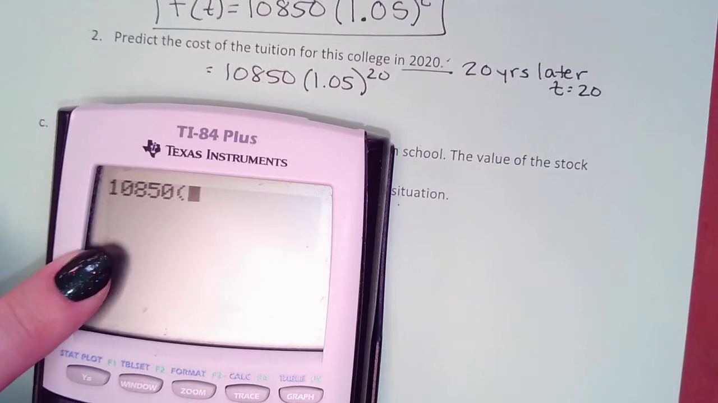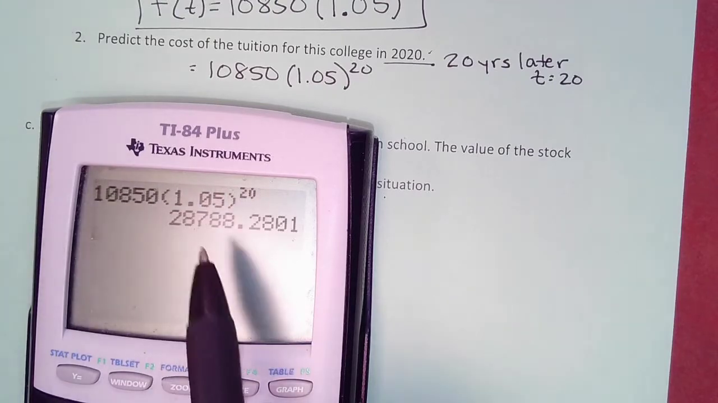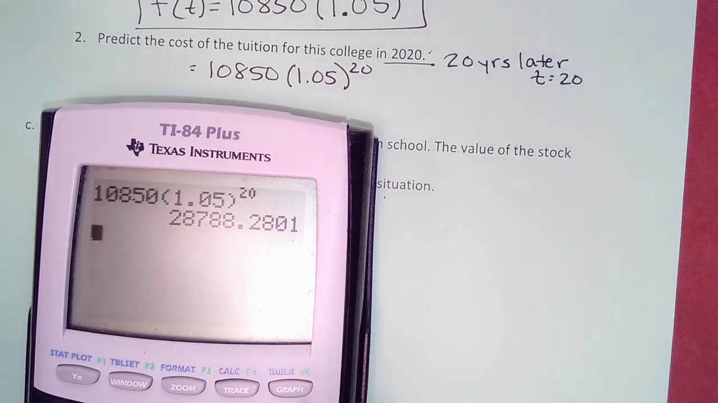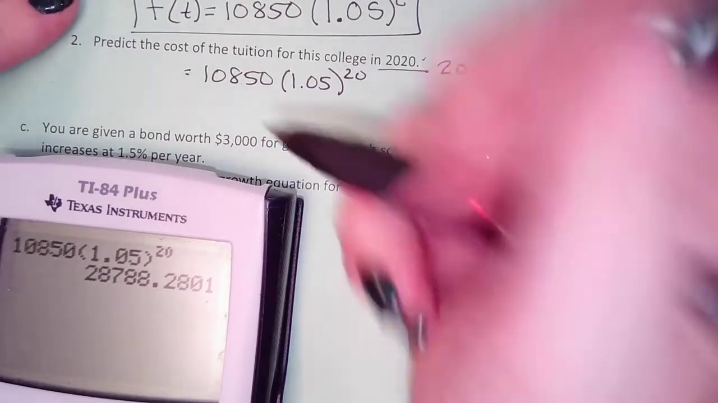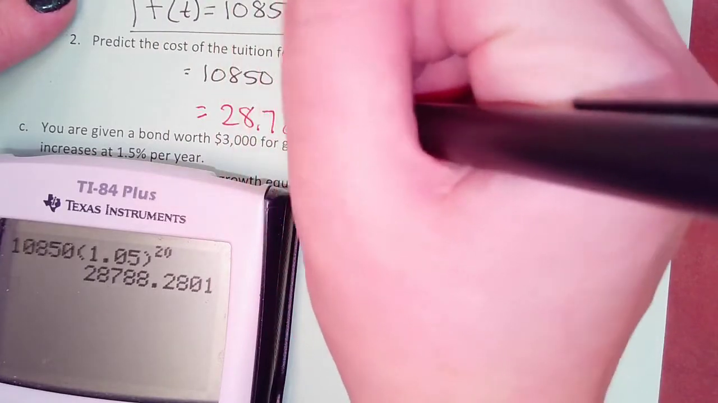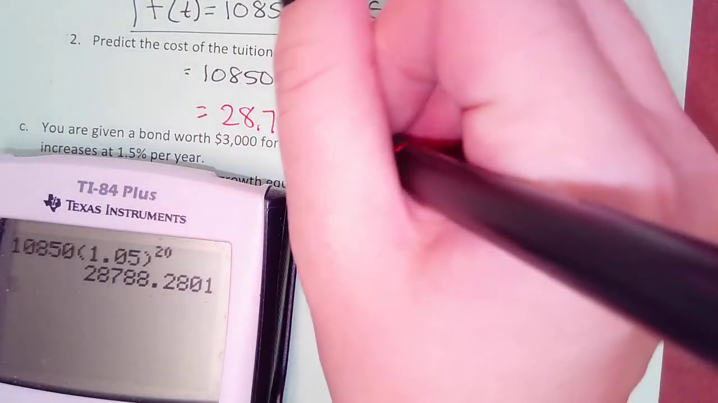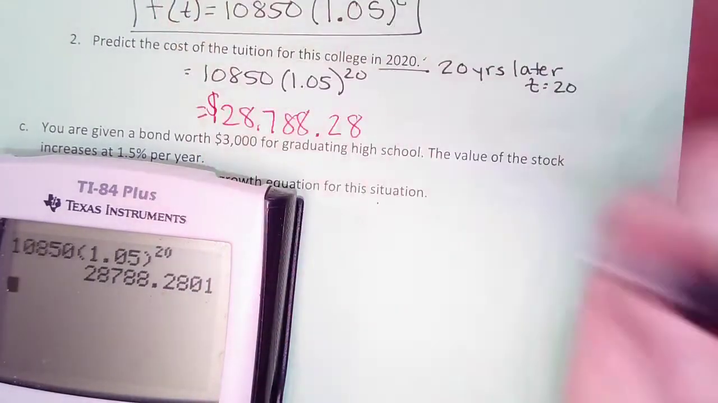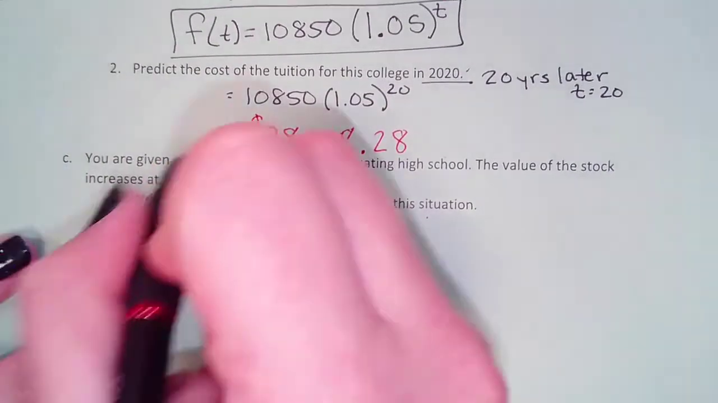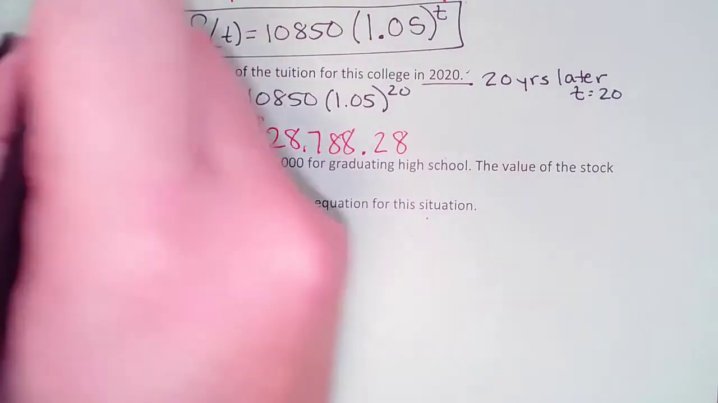Don't really have to put parentheses around the first number. Power of 20. So it's risen. It's now $28,000. That increased fast. 28,788. And this is money, so we should go 2 points after. 0.28 dollars. So 20 years later, that's how much the tuition at some college.